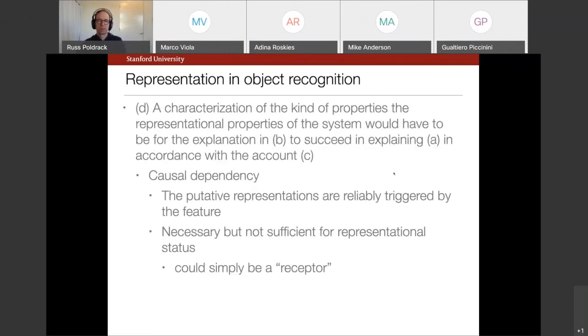Okay, so now the crux, right? What are the representational properties that the system would have to have for that explanation to succeed? And the first is clearly causal dependency, right? We need it to be the case that the putative representations are reliably triggered by the feature, and electrophysiology shows us that. We can decode images based on the activity of neurons, which wouldn't happen unless those neurons were reliably triggered by the features. Now, obviously, this is necessary but not sufficient to call those representations. It could just be that they're receptors, which is generally taken as diminutive with respect to representational status.